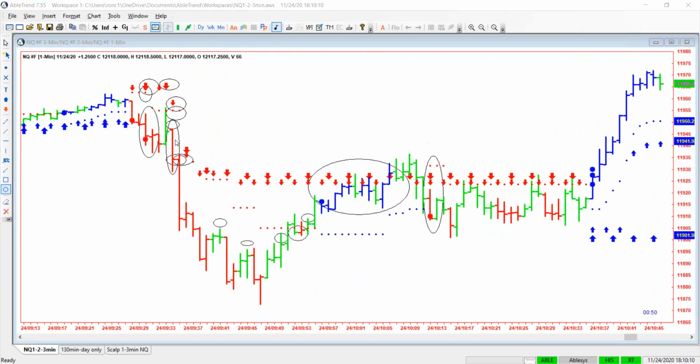And the signals here that I'm showing you in Able Trend 7 are the exact same signals in NinjaTrader. I just don't use the Ninja platform. I'm not a Ninja client. I use Able Trend, our platform, as most people do.